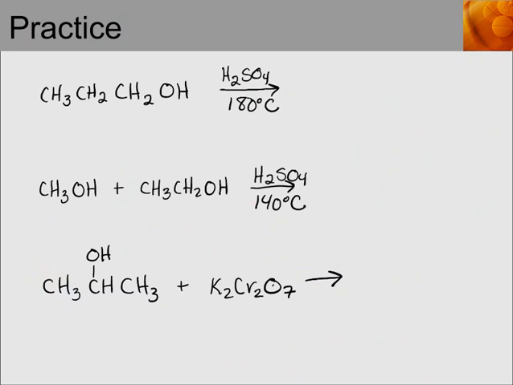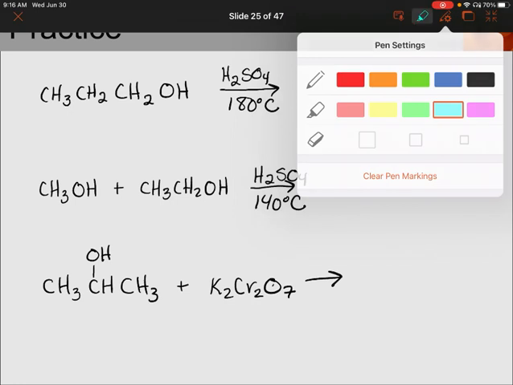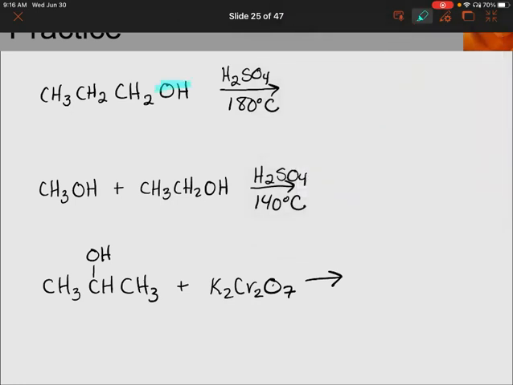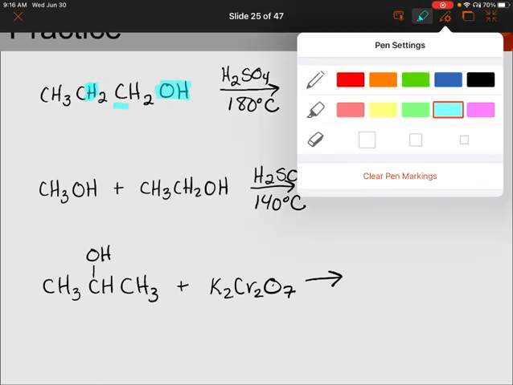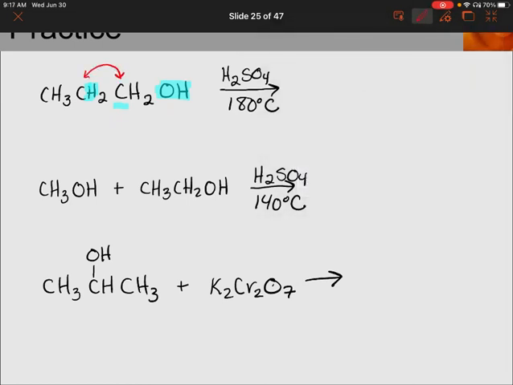Now, we have to figure out where that double bond is going to be. We know that in a dehydration reaction, we're losing a water molecule. So we're probably going to lose this OH group and a hydrogen from a neighboring carbon. The OH group is attached directly to this carbon, so we're going to lose a hydrogen from the next carbon over. So the double bond is probably going to be between these two carbons here.